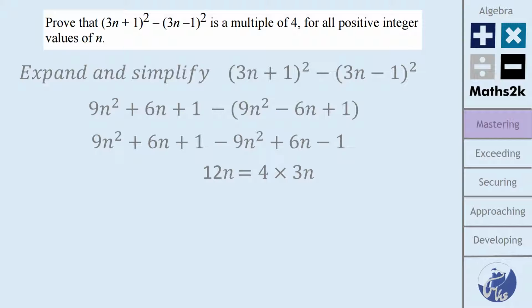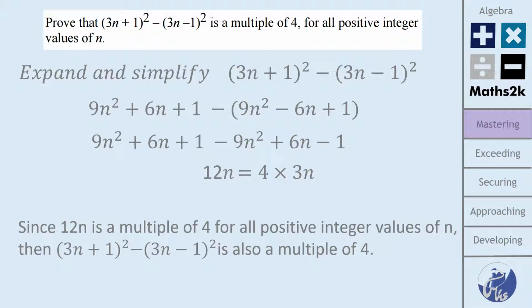Well, 12n is 4 lots of 3n. And since we can show that 12n is a multiple of 4, because all multiples of 12 are multiples of 4, then we have shown that this entire algebraic statement or expression at the start basically boils down to something that is a multiple of 4. And we want to make sure that we include a statement like this towards the end.